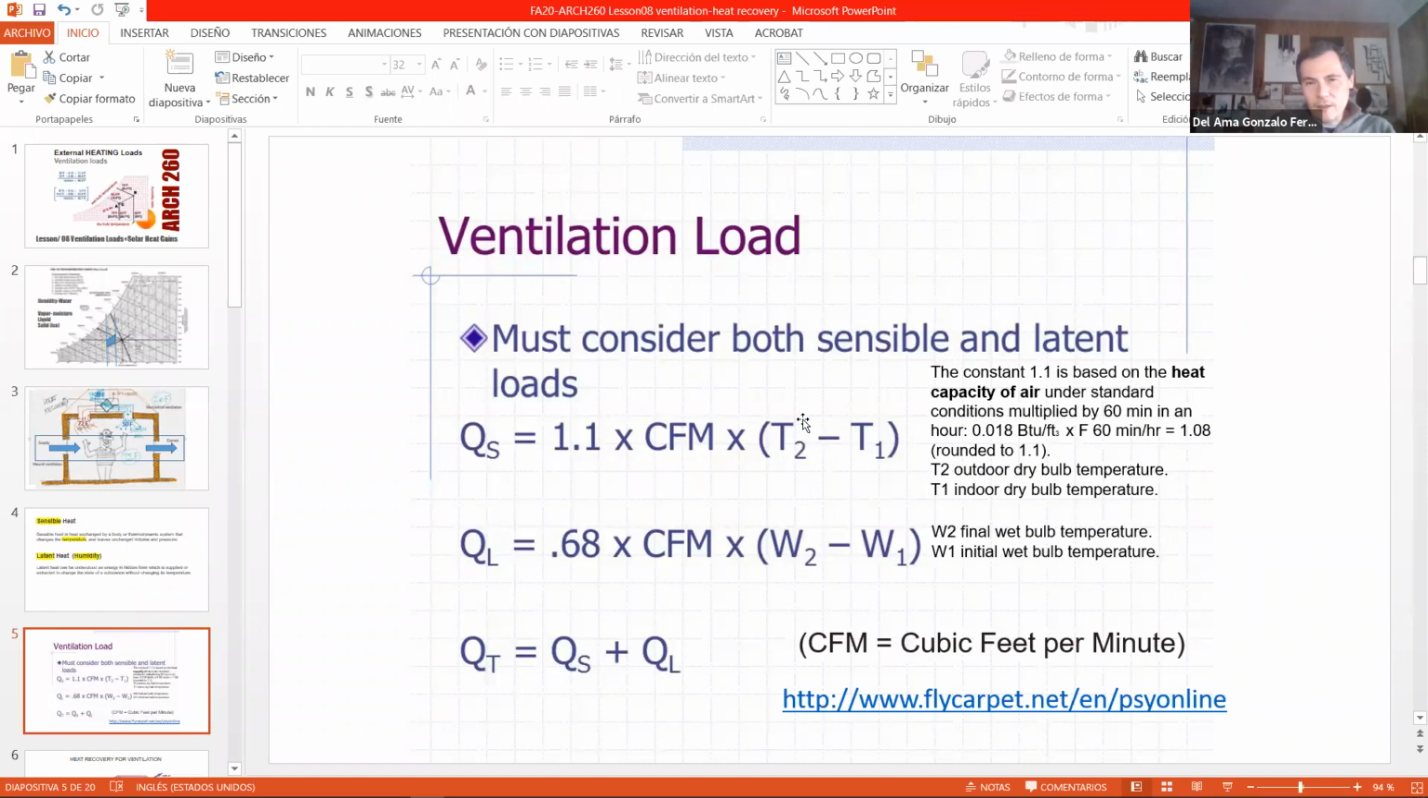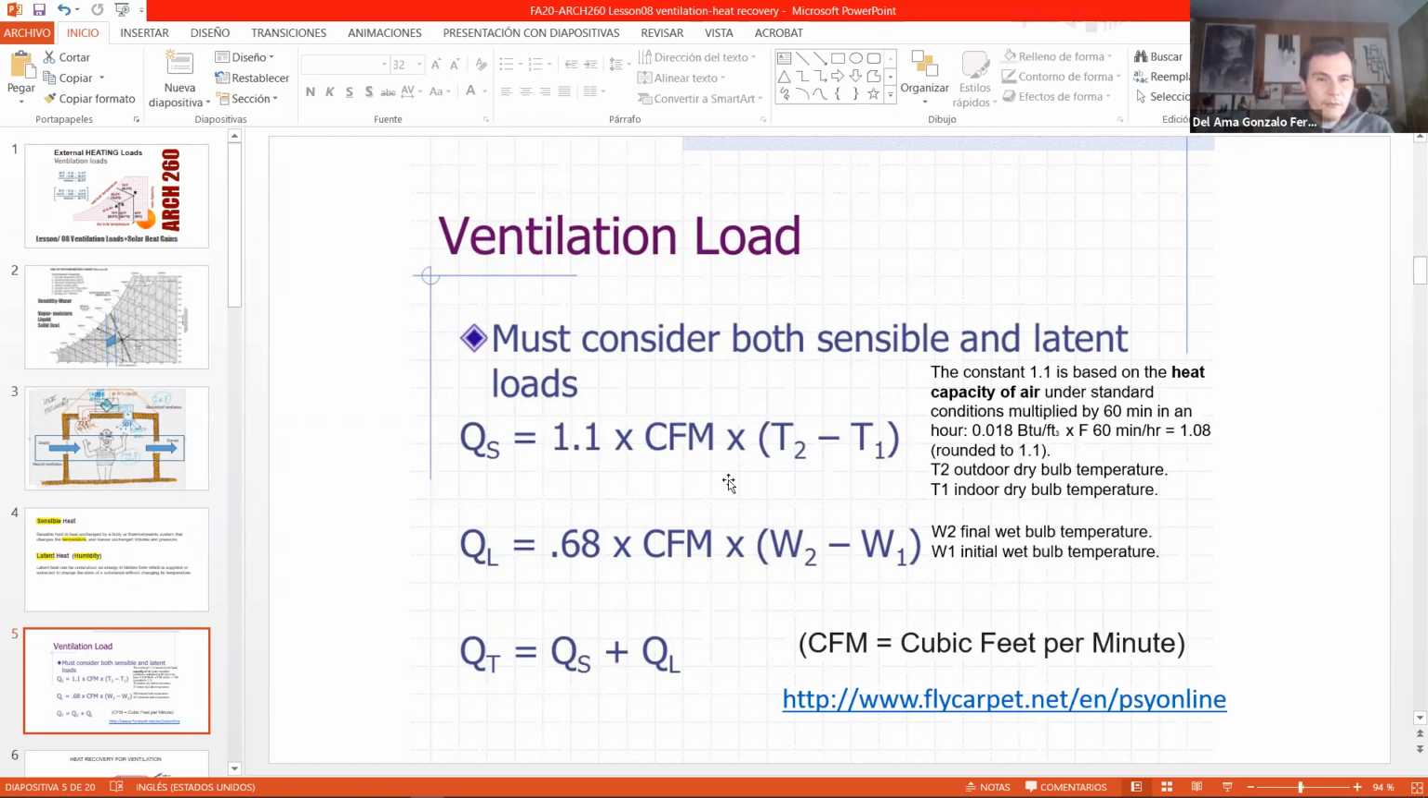T2 minus T1 is indoor minus outdoor temperature, so that's quite easy. And then we have 1.1, and 1.1 is the heat capacity. So it's the ability of air to absorb heat. And it's 1.1 because it's in imperial units. It's in cubic feet per minute, Fahrenheit.